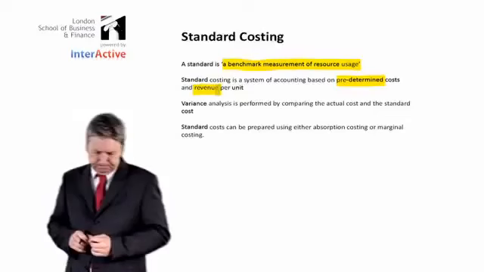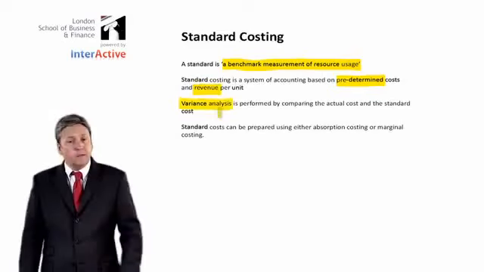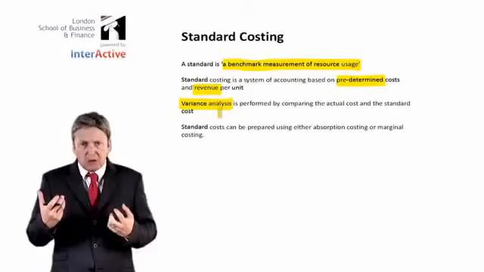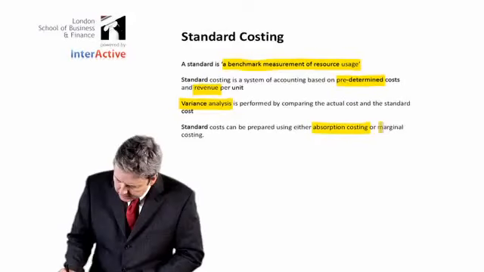A key use for standard costing is to perform variance analysis. And variance analysis is a form of budgetary control. What we're doing is comparing the actual result to the standard. Remember, standard and budget are somewhat synonymous with each other, in order to establish any differences. And very importantly, it may use either absorption or marginal costing as the basis for the valuation. And we will talk about that later on.